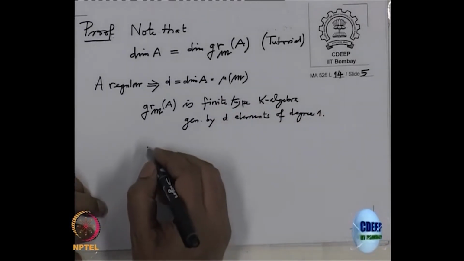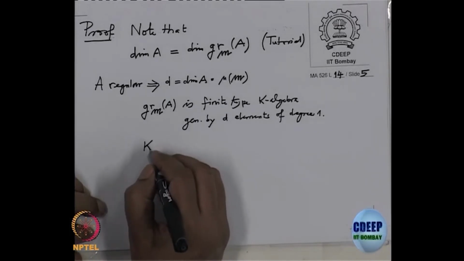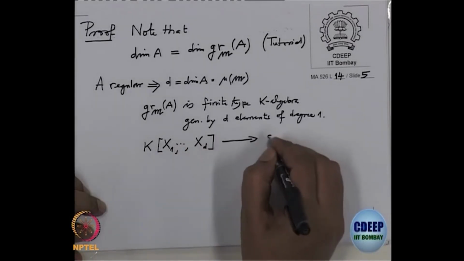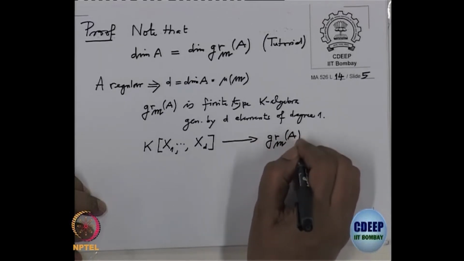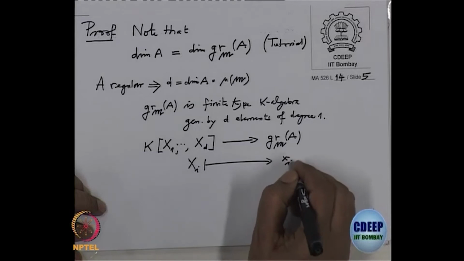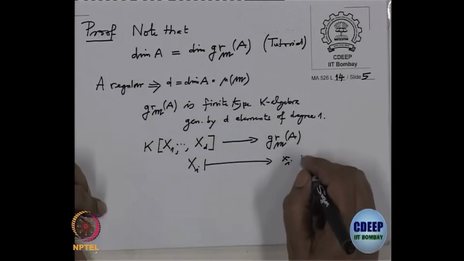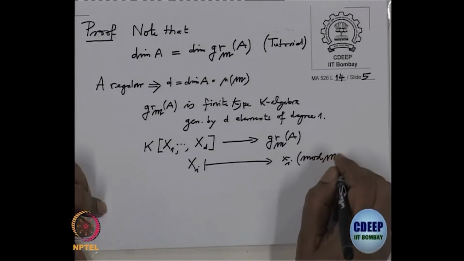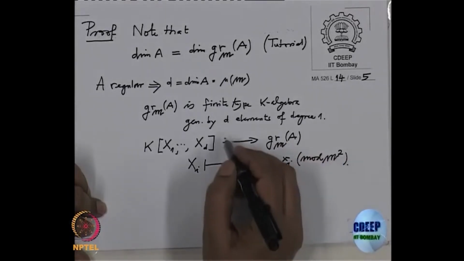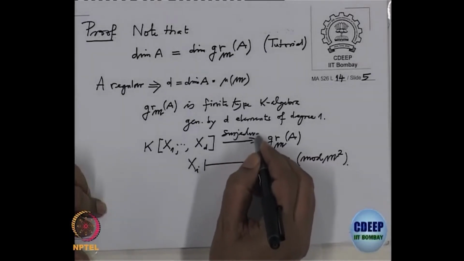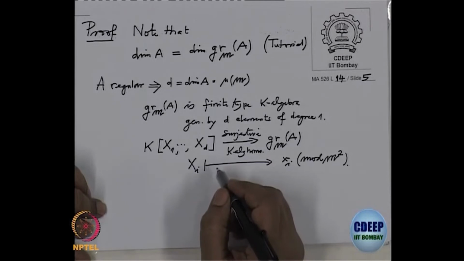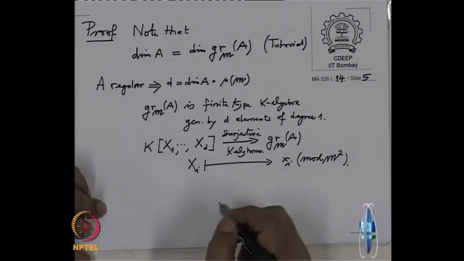So, that means we have a natural surjective map from the polynomial algebra in D variables to the associated graded ring. The X_i's will go to the generators of M, the m_i's, mod M squared, and that this is surjective is clear because the ring is generated by these elements. So, this is a surjective K-algebra homomorphism. Now, I want to claim it is an isomorphism, that the kernel is also zero.